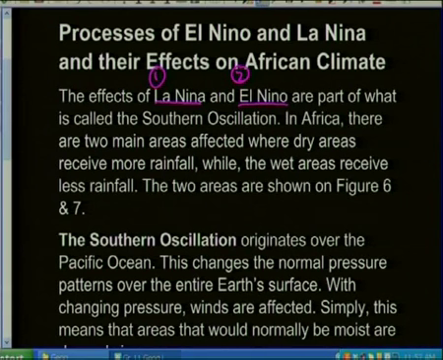So the effects of these two, La Nina and El Nino, are part of what is called the Southern Oscillation, the movement of your Hadley cell as it moves throughout the year, and then seasonally things seem to change or go wrong. In Africa, there are two main areas affected, where dry areas receive more rainfall, so all of a sudden places get more rainfall than they're accustomed to, while wet areas where you are normally familiar with the rain get less average rainfall, and they can go into conditions where you start having drought conditions being experienced.